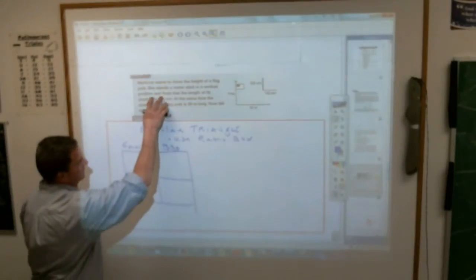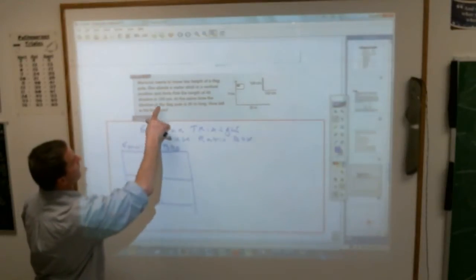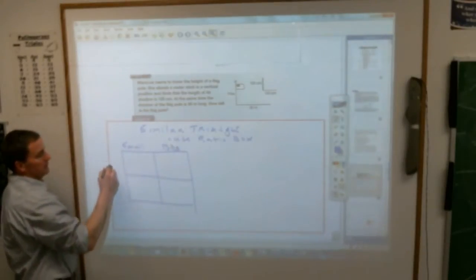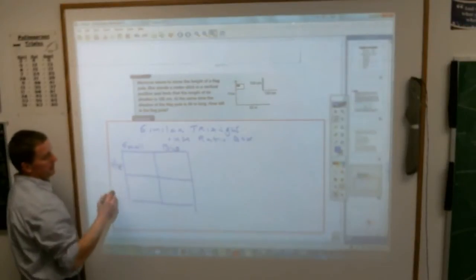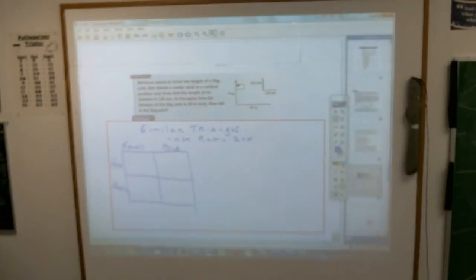And in this case, you talk about the height and shadow. So here's the height, and here's the shadow. And those things are proportional. They make equal fractions or ratios.